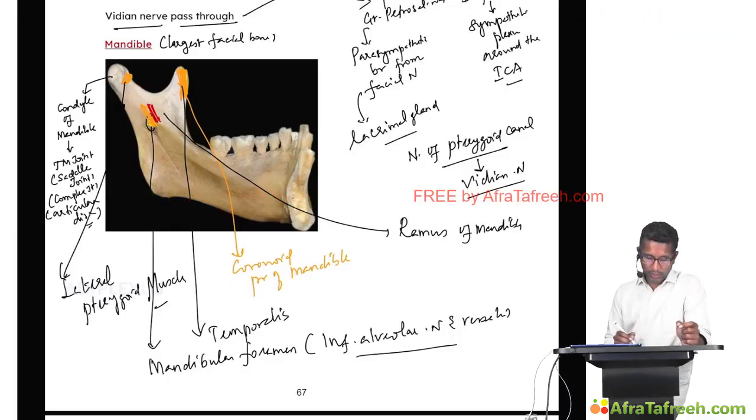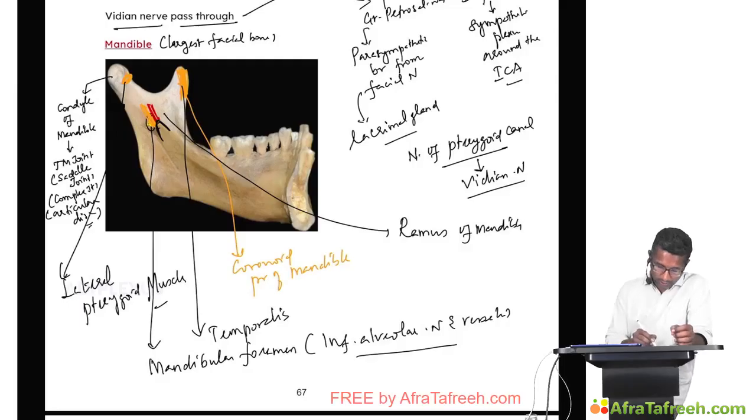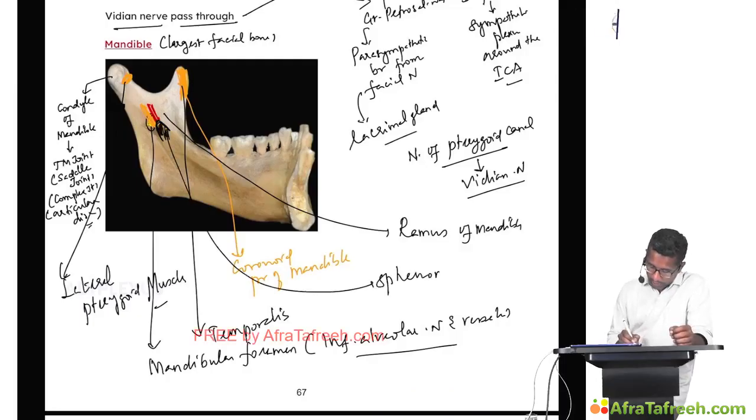And you get a small projection here which is called the lingula of the mandible, or the spine of the mandible. There is a ligament which is attached here, called the spinomandibular ligament. The ligament which is attached in this area is the spinomandibular ligament.